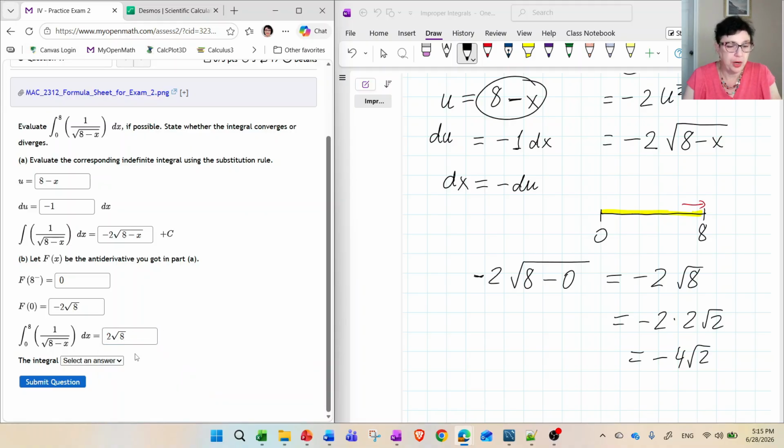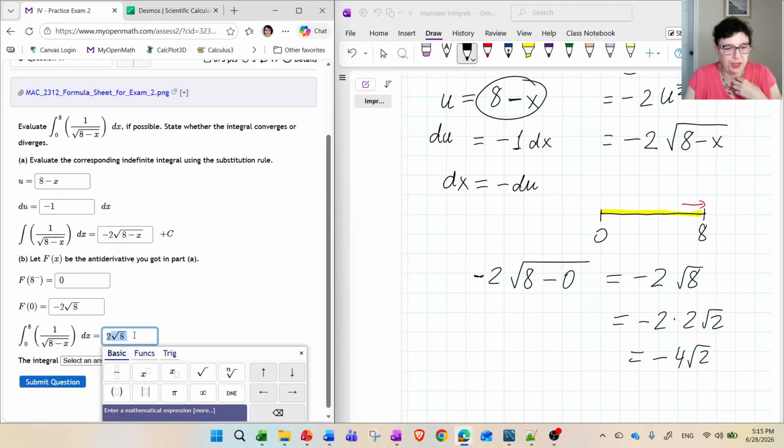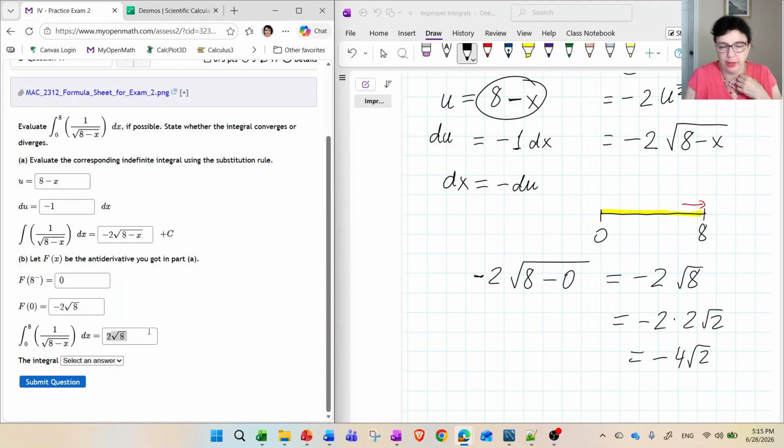Now, here's when we're going to decide: is it going to be convergent or divergent? In order to decide, we just ask ourselves, is this a number, or is it something that's not a number, like infinity, negative infinity, or maybe it doesn't exist? Now, because it's a number, this is going to converge.